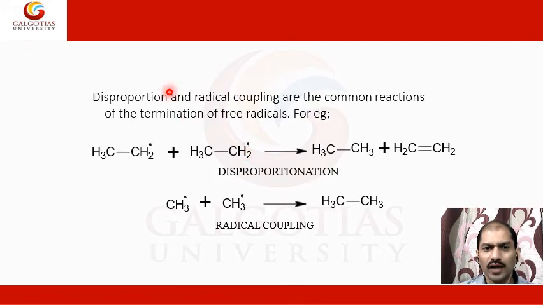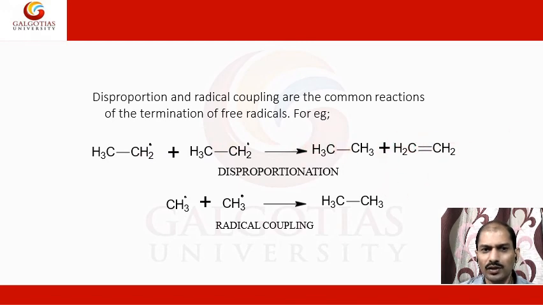Disproportionation and radical coupling are the common termination reactions of free radicals. Radical coupling means both radicals are just coupled, making a neutral species. In disproportionation, one of the hydrogens is transferred to the other species, this bond is shifting, and this radical makes a bond with this radical. This kind of reaction is a disproportionation reaction. So here this is converted into a neutral species, and this is also converted into an ethylene species, also a neutral species.